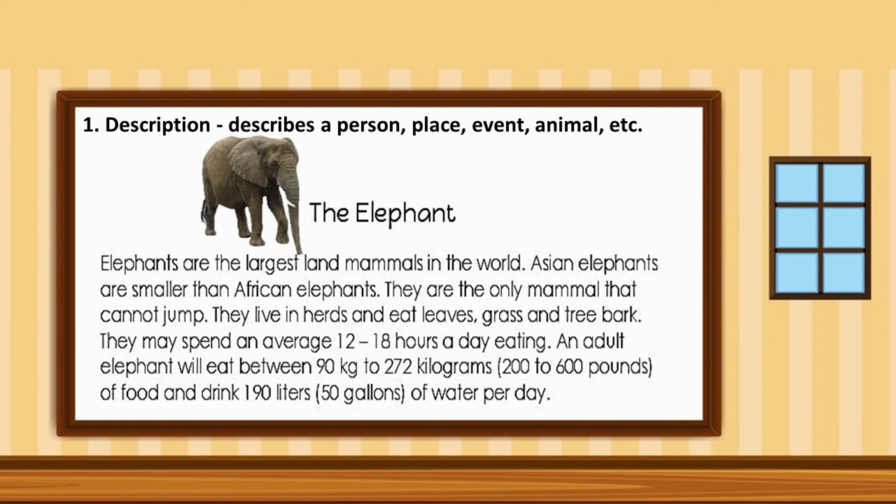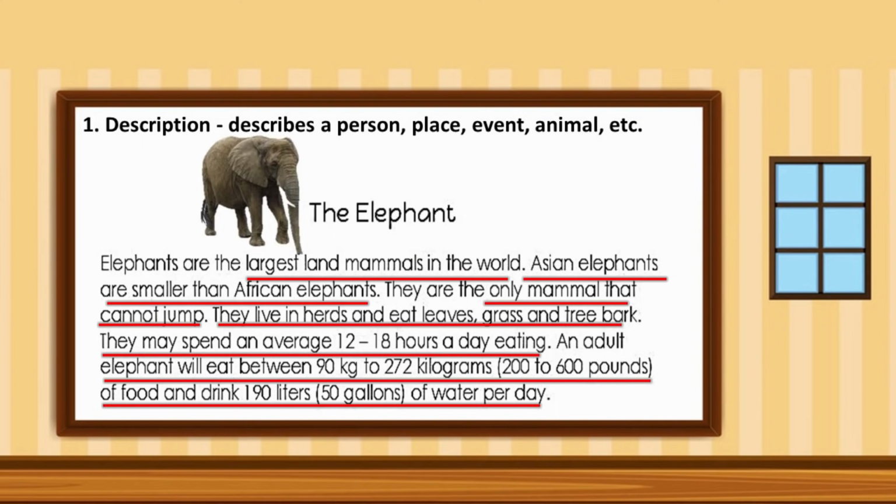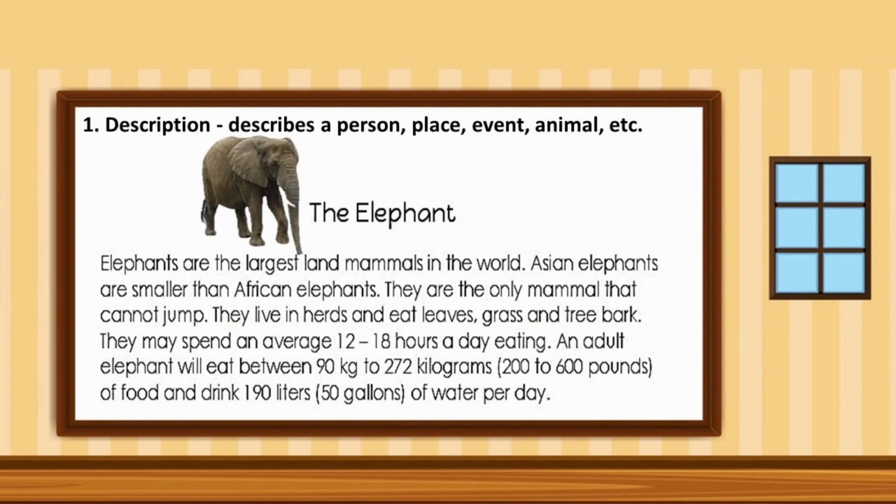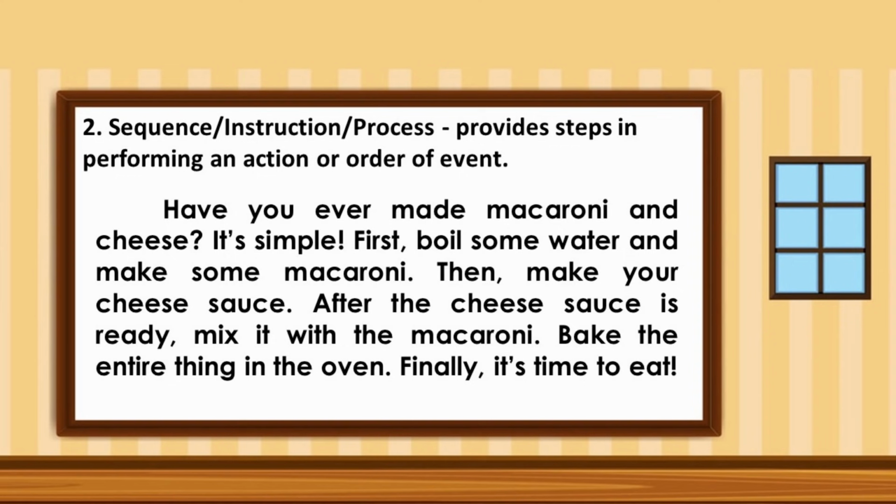What is being described in the text? Yes, it's the elephant. This text gives the description about the elephant. The second structure is sequence, instruction, or process. Provides steps in performing an action or order of events.